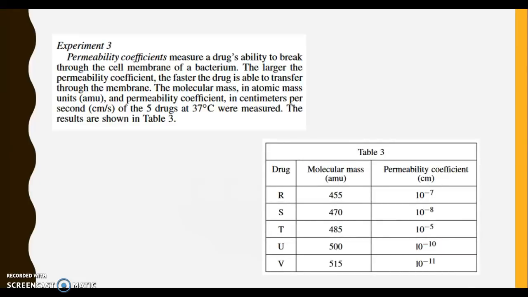So here in experiment 3, we're looking at a slightly different experiment. We're looking at the permeability, or the ability for a drug to break through the cell membrane. So I want to pay attention again to my trends. I notice a trend here towards a larger molecular mass, but then I notice here that I don't have a general trend. So I'm drawing my arrows towards the largest value, but that's pointing out to me that I don't have a definite trend in this particular experiment.